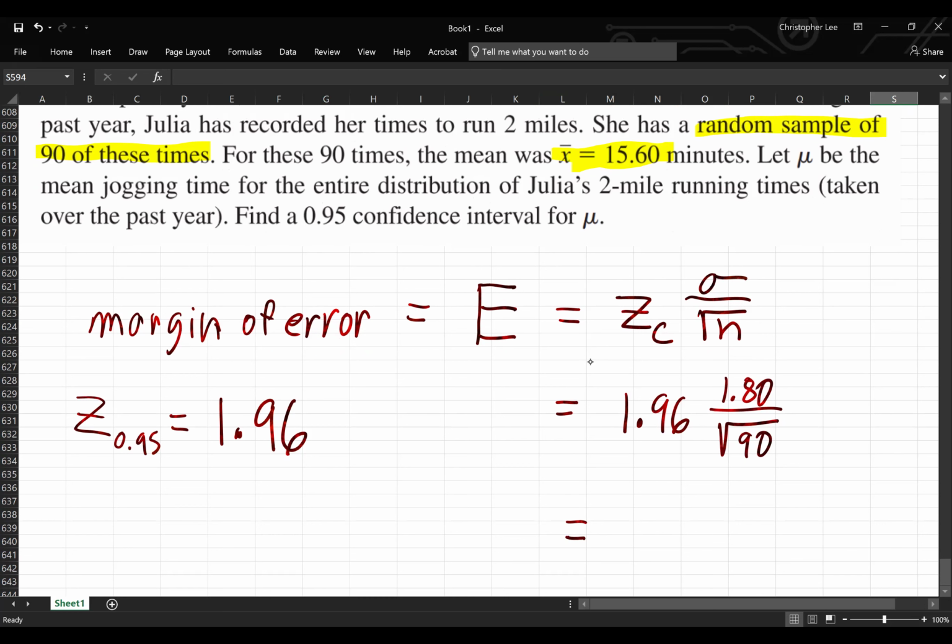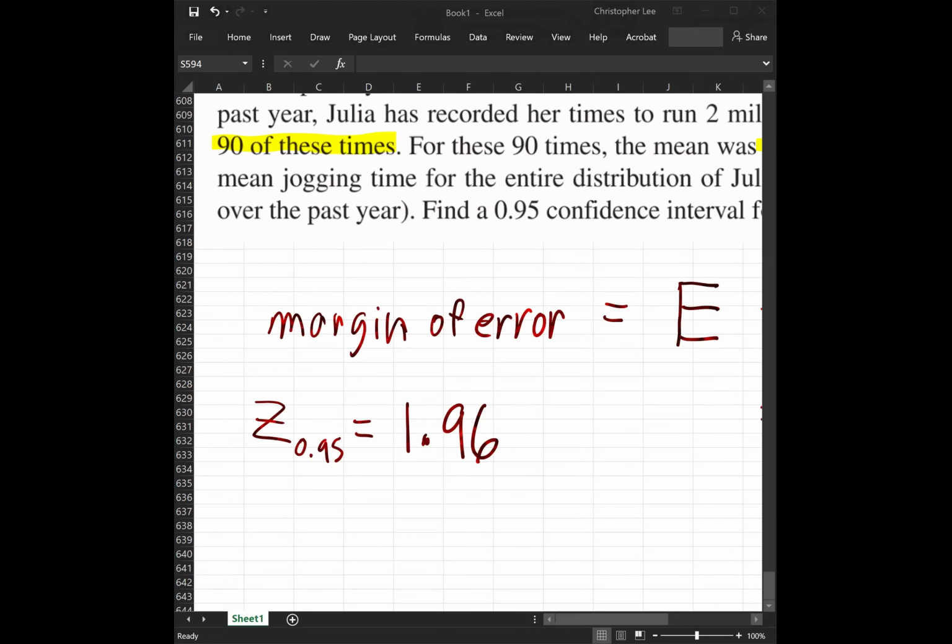Yeah, times 1.80, and then divided by the square root of 90. That's probably it. But hold on, I want to do it on the calculator just to verify that I get that. If I got that right, that's crazy. I'm walking out of here. You probably did. But I just want to verify it on the calculator real quick.